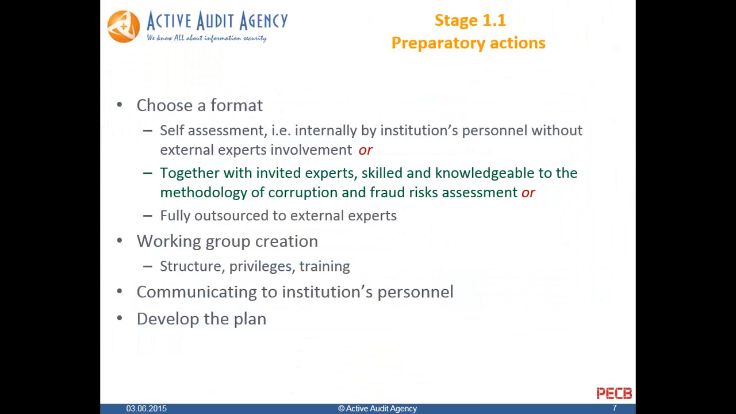After that, you should inform all employees inside of the organization about risk assessment. It's recommendable to have an all-staff meeting where you explain all about that. The main reason is to calm down persons.